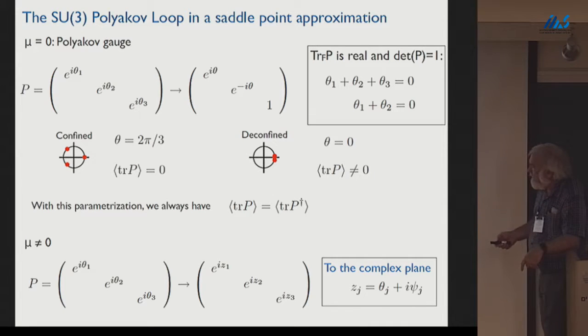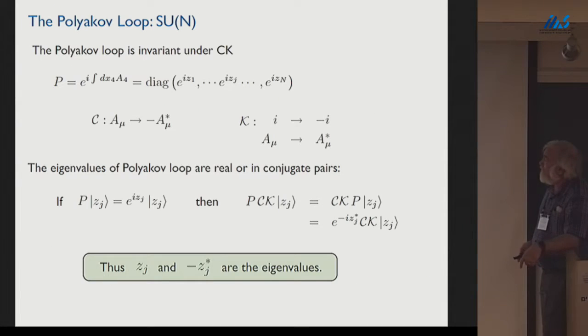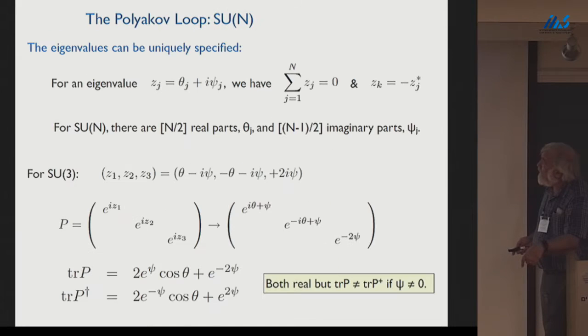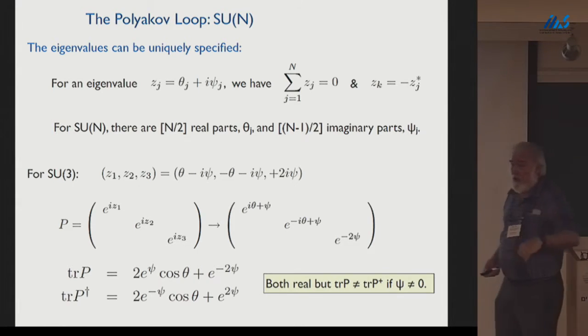So what we have to do is generalize this understanding and move into the complex plane. And when we do that, and we require invariance under this generalized PT invariance here, we find that the requirement is that if Zj is an eigenvalue, this is general for SU(N), then minus Zj star also has to be an eigenvalue as well. And if you look at this for SU(3), there's a unique parameterization where instead of having theta, minus theta, 0, we have theta minus i psi, minus theta minus i psi, plus 2 i psi. And this is unique. Okay? This is the unique set of eigenvalues which are invariant under CK.